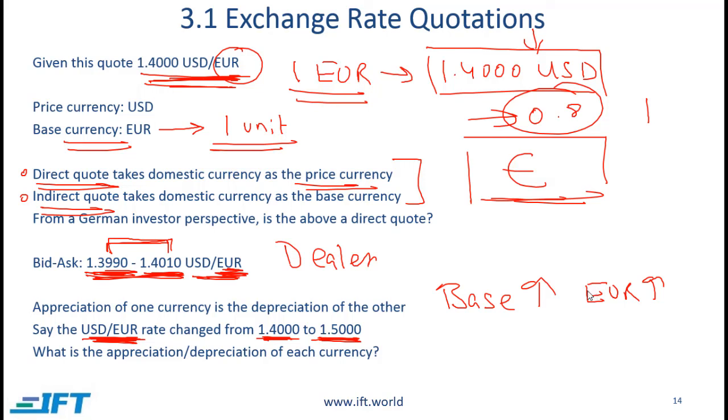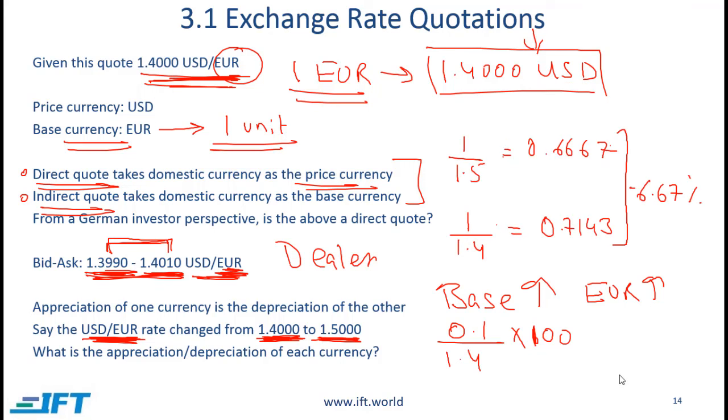Now, what is the percentage appreciation? To calculate the percentage appreciation for the euro, what you can say is 0.1, which is the change, divided by 1.4 into 100. This will give you the percentage appreciation of the euro. What about the depreciation of the dollar? For that, what you need to do is convert this into a rate for the dollar. The rate for the dollar would be 1 divided by 1.4, which is equal to, when you consider the dollar over here, this is the rate for the dollar.